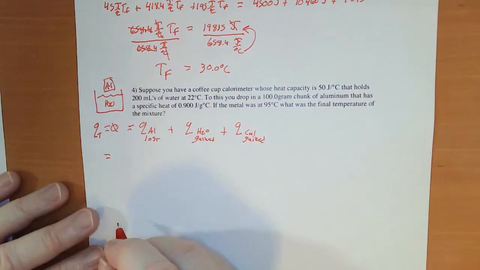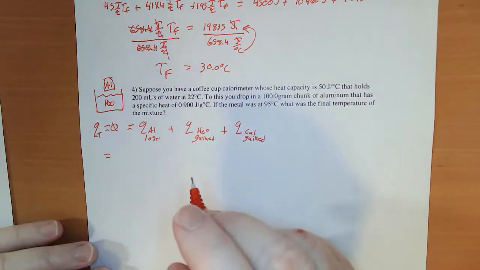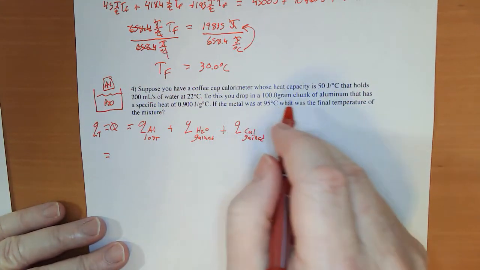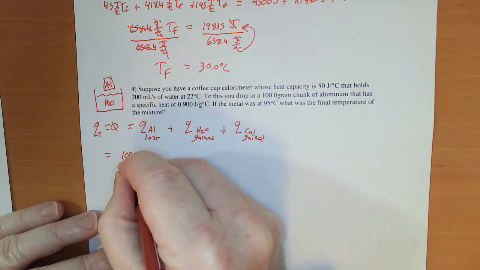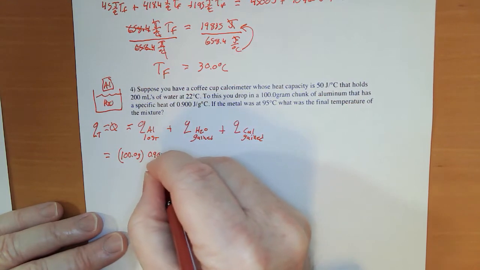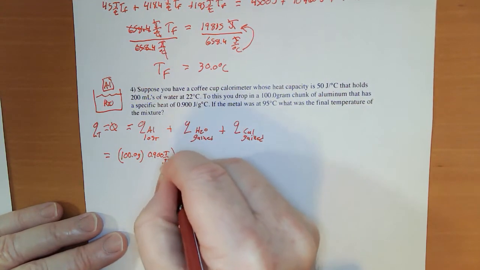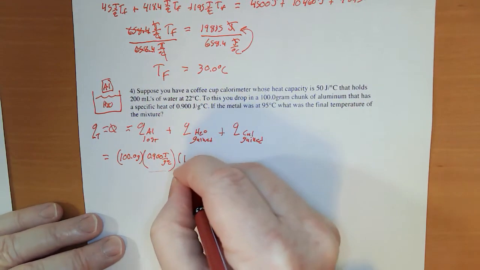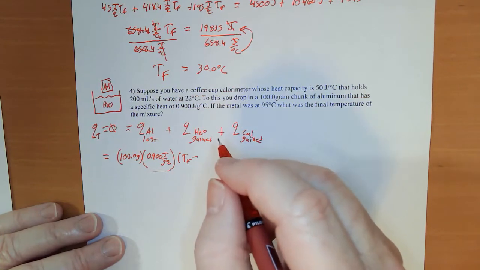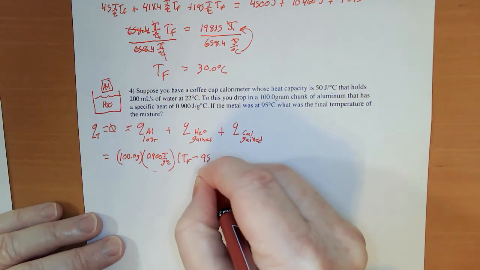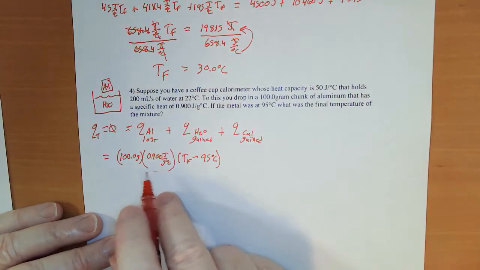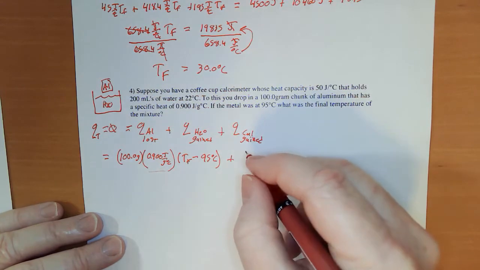which equals. Now I am once again looking for a final temperature. So the aluminum, as you read through it, you find out that there were 100 grams of aluminum times a heat capacity of 0.900 joules per gram degree times T final minus, and it started this time at 95 degrees Celsius. That number eventually is going to turn out to be negative. That's great. That means heat lost.